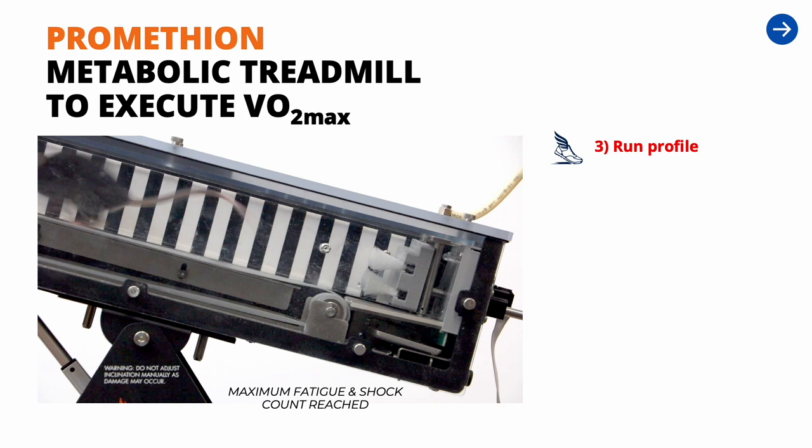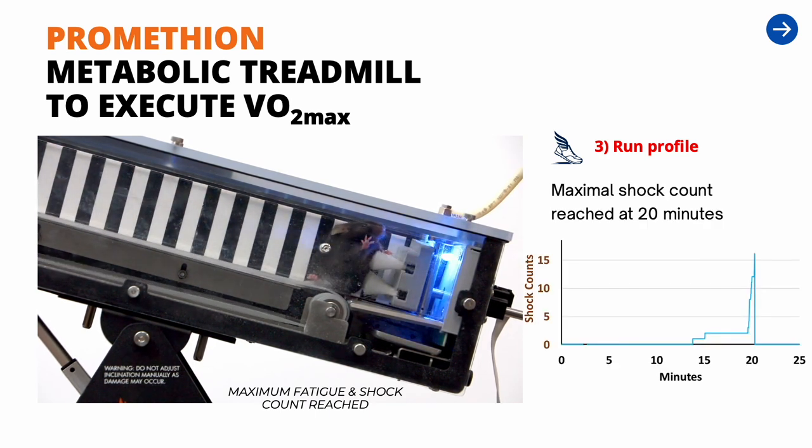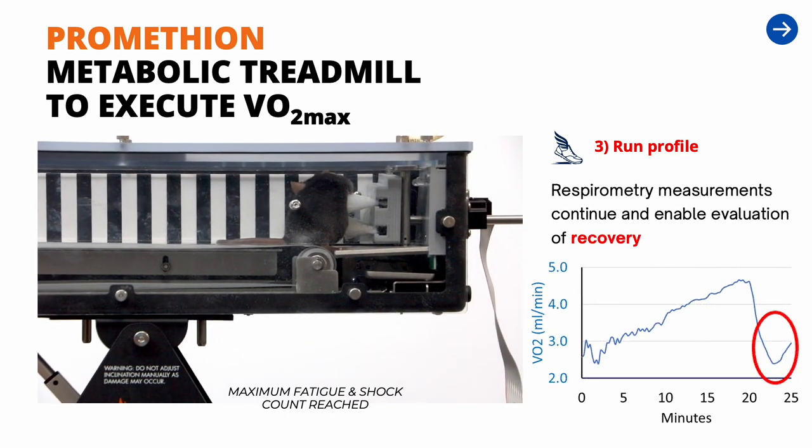During the GXT run, the mouse should be closely monitored and the run is stopped when maximal exertion is achieved. The graded exercise test to determine VO2 max quickly takes the mouse to maximal exertion, which occurs when the mouse maintains continuous contact with the shock grid for 5 seconds and is unable to continue running. In this case, the maximal shock count occurs at 20 minutes, and the run is stopped manually using the control box touchscreen. The data collected by Promethion Live of the shock counts will reflect the point of maximal exertion and can be indicated to correspond with the operator's observations. Respirometry measurements continue and enable evaluation of recovery.